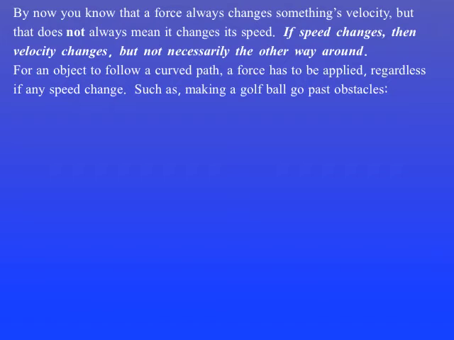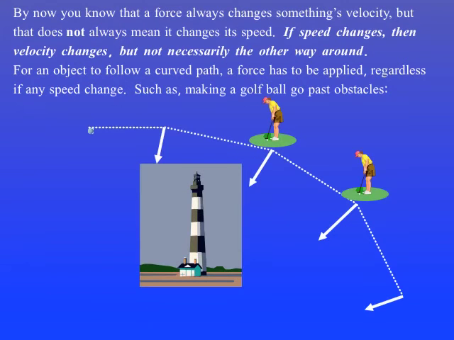To make a golf ball go past obstacles in a miniature golf course, you have to hit the golf ball to deflect it, to make it change its direction. So here a golf ball is going around an obstacle, the lighthouse. To make the golf ball without any extra spin go around the lighthouse, you'll have to hit it a few times to make it follow the curved path shown. If you just want the golf ball to change direction, then hit the golf ball perpendicular to its motion. That way it'll just change direction without speeding up or slowing down.